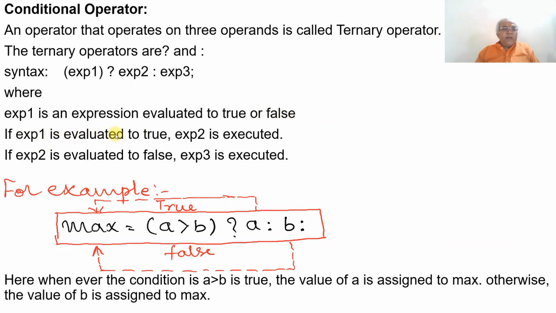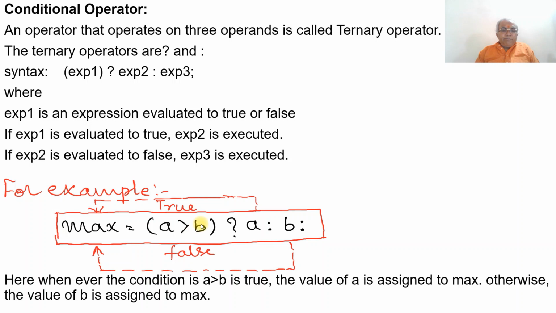If expression 1 is evaluated to true, then expression 2 will be executed. If expression 1 is evaluated to false, then expression 3 is executed. So that means if A is greater than B is true, then the expression A will be executed. That means the value of A will be the maximum.